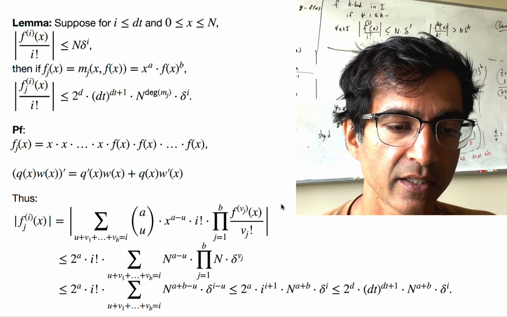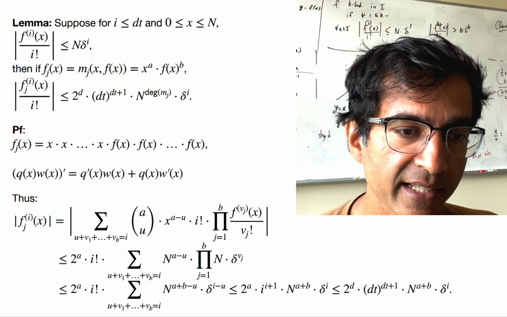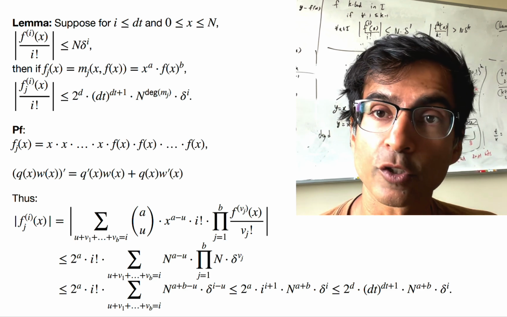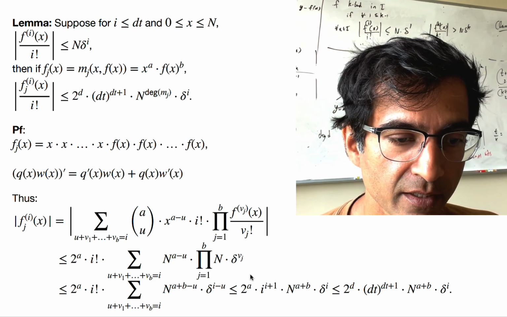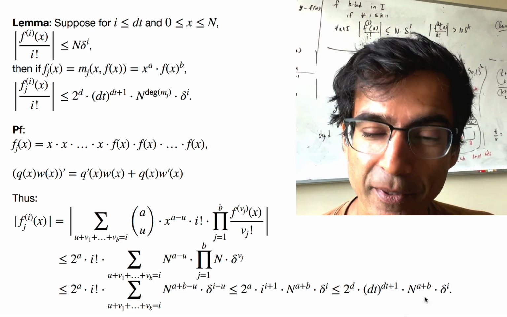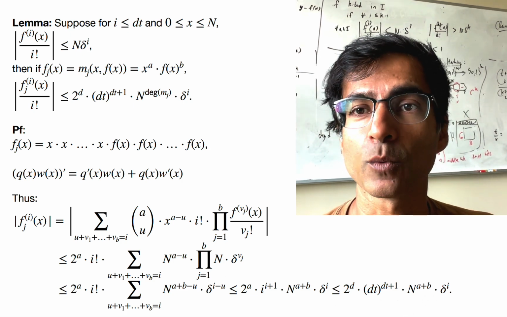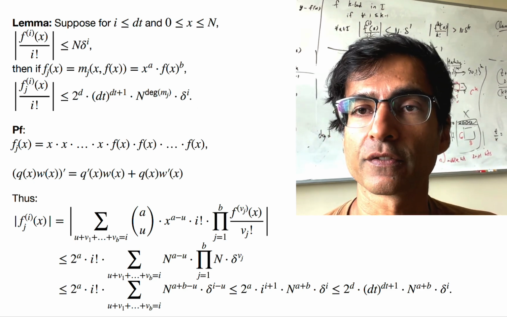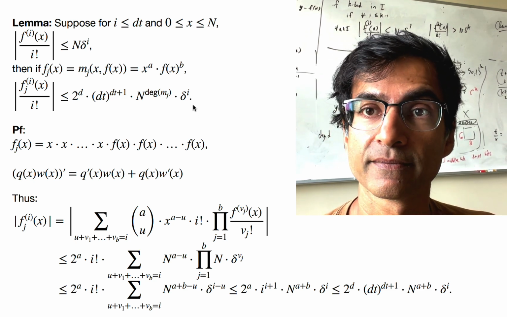Okay, and because you know x lies in the interval 0 to n, you can get this upper bound. Okay, you can check the calculations if you want, but I'm not going to do it here. So you get an upper bound on the magnitudes of the derivatives of the f_j's.